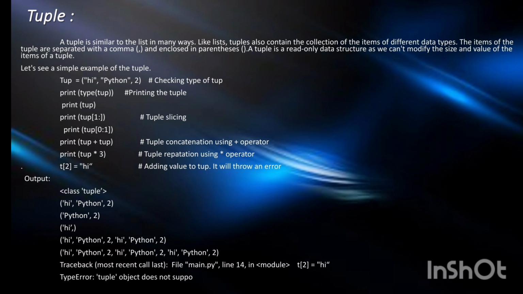Then t of 2 equal to hi: adding a value to tup will throw an error. Let us see the output. It is of tuple data type and it prints the tuple. The second one, from 1 to last, printed Python and 2. From tuple 0 to 1 indexing, it prints only the first one, hi. Next, tuple plus tuple prints the entire tuple 2 times. And tuple star 3, using the repetition operator, prints the tuple 3 times. And the last one, we are adding a value to the tuple, and then it throws an error.